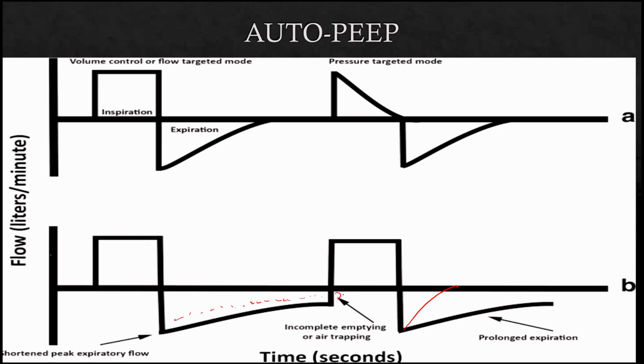And this represents the fact that there is air trapping or gas trapping, and with every breath, accumulating gas causes an increase in the functional residual capacity, or FRC, causing worsening of the dynamic hyperinflation, and it has its own set of problems.